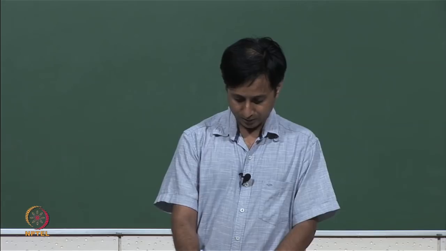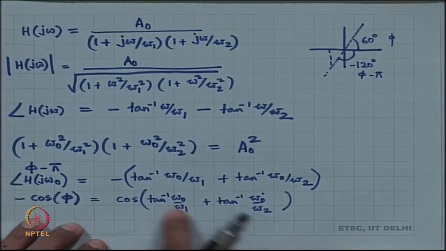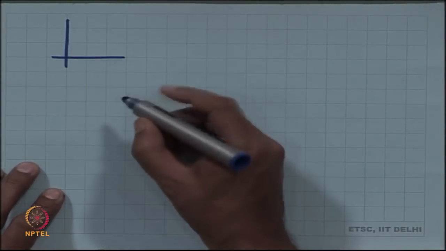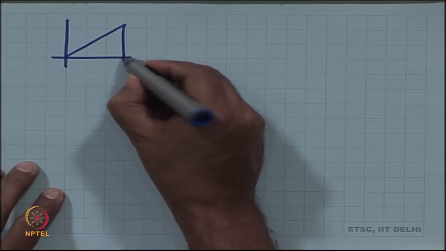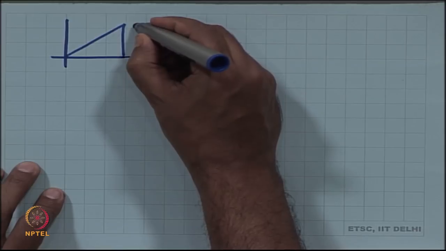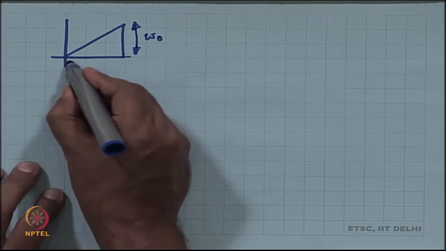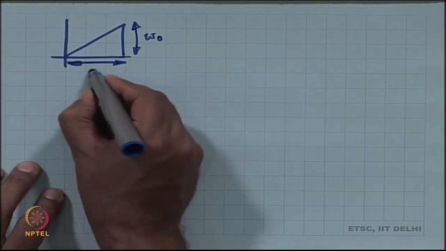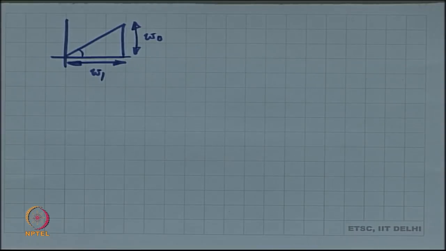Now, think of a situation. So, what does tan inverse omega naught by omega 1 mean? It means that you have got a triangle where the height is omega naught and this is omega 1, and this is the angle we are interested in. Okay. Now, what is going to be cos of the same angle?